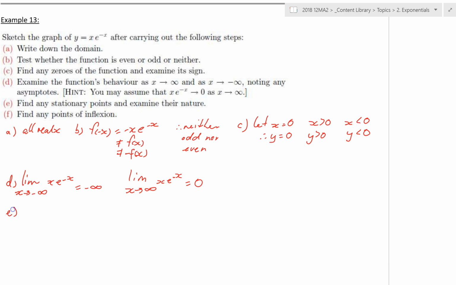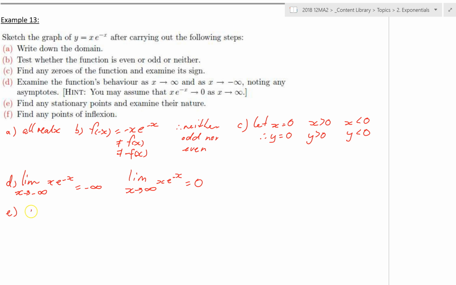So it goes. Part E really does look like we're near the end, but it's starting to get harder all the time. Find any stationary points. How do we find stationary points? Stationary points is where the derivative of that function is equal to 0. Right, we need to find where the derivative is equal to 0. To examine their nature, we find the second derivative. We substitute in the x value there to the second derivative and see if it's positive or negative. It's concave up, concave down.